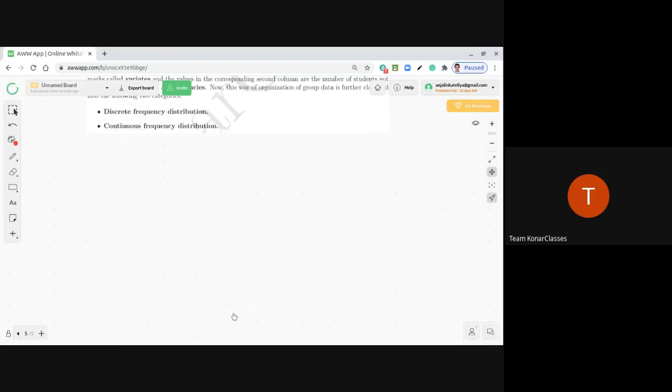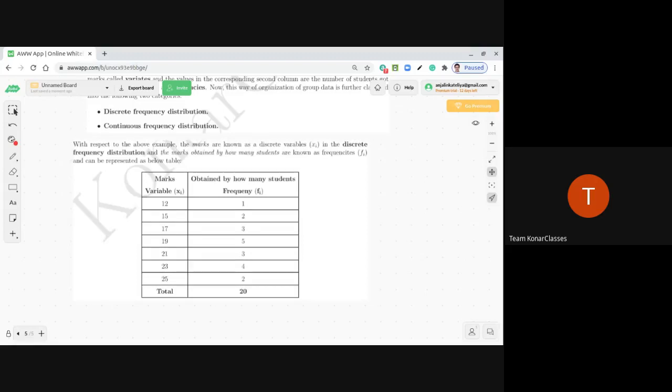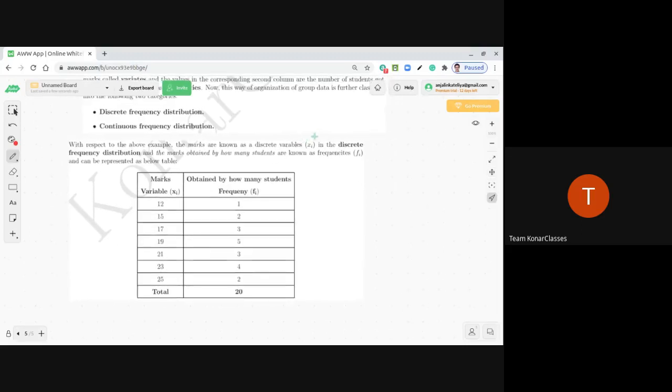Okay, so as I was telling, dear students, that with respect to the above example, the marks are known as the discrete variable, that is xi, in this discrete frequency distribution, and the marks obtained by how many students are known as the frequencies, that is fi. So as you see, we just modified the above table a little bit, we brought these 2 terms, marks variable and the frequencies, and we get this table. I hope it is very well understood so far.